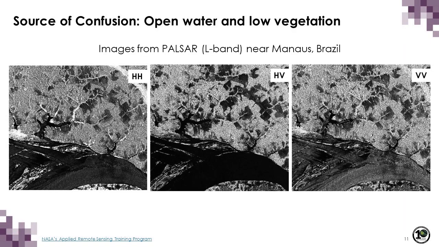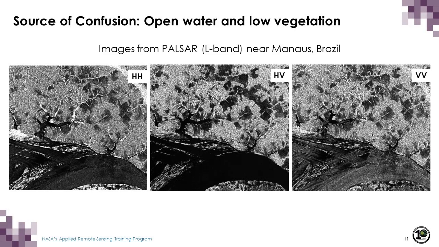Now let's discuss a source of confusion that might lead to errors when classifying open water. And again, this is a PALSAR image near Manaus, Brazil, at three different polarizations, HH, HV, and VV. You can clearly see that the water is dark, but north of the river, there are areas that have either no vegetation or very low vegetation. These areas can be confused with open water because ultimately they're very smooth areas. There's very little scattering going on in these areas of low vegetation, and so their backscatter response is similar to open water, especially if it's open water with some level of roughness because of the wind, for example. They can be easily confused.